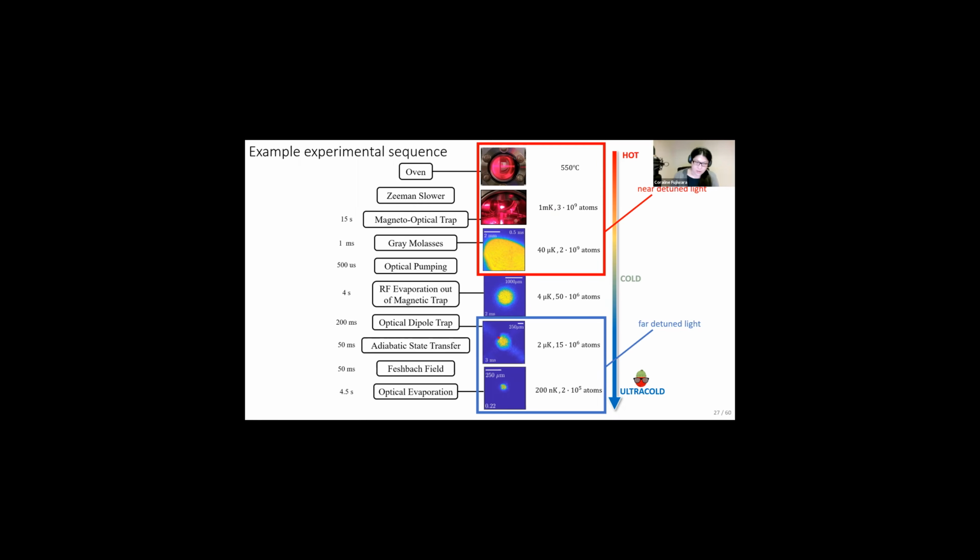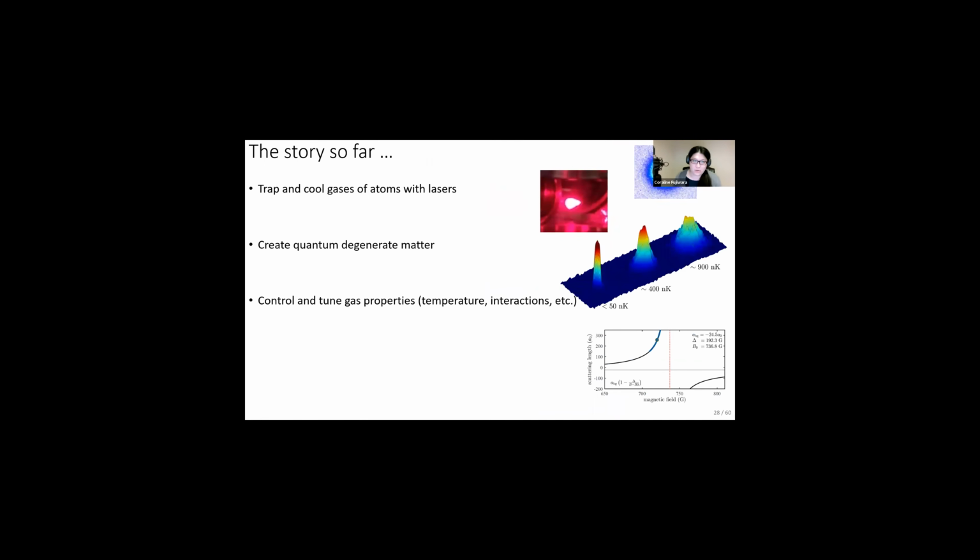Great. So to wrap up this section so far, what I've told you is that you can use lasers to trap and cool gases of atoms. And we can cool them down to very, very low temperatures. I'm talking tens to hundreds of nanokelvin. When we lower them to these very cold temperatures, their quantum behavior manifests, and we can create what's called quantum degenerate matter, where all these atoms form one large quantum many-body state.